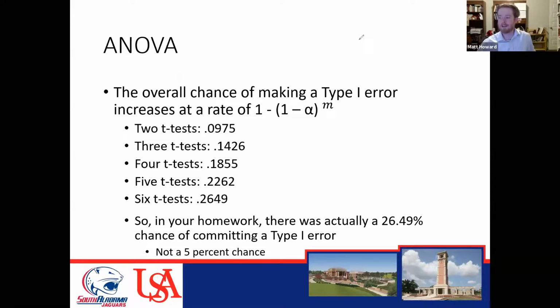So that's why we say that a 5% chance of committing a type 1 error is typically the maximum chance we're willing to take. However, if we're performing all these t-tests, like I asked you to do on homework 4, we're not only going above a 5% chance, we're going way above it. Because our family-wise error rate is 26.5%, that means we're going to have a 26.5% chance of committing a type 1 error on homework 4. So that's terrible. That's awful. We should feel real bad about ourselves.